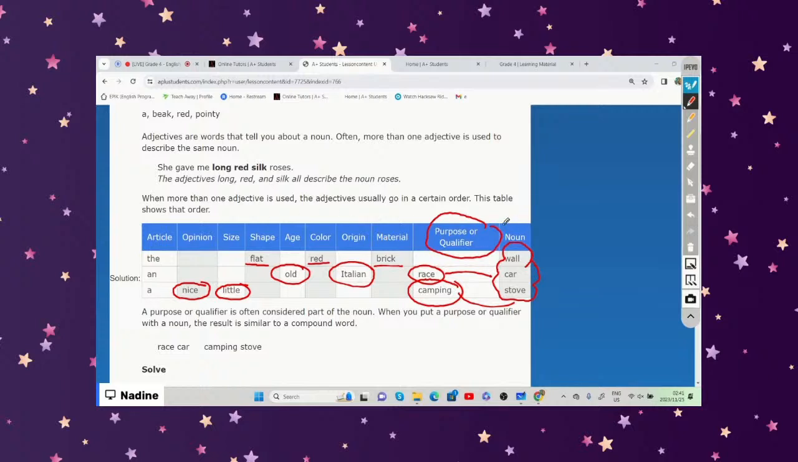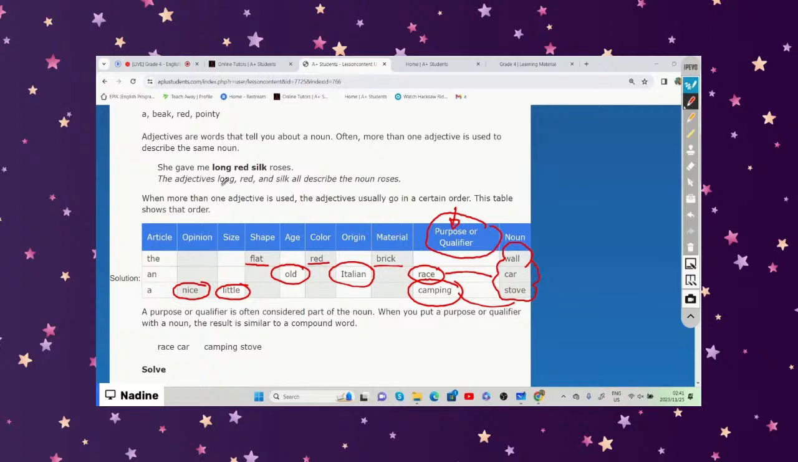And when you put the purpose, or the qualifier, with the noun like race car or camping stove, the result is similar to a compound word. It's like saying race plus car is a race car. Camping plus stove is a camping stove. That is what we call a compound word, because now we're adding them together and making it as one, right?